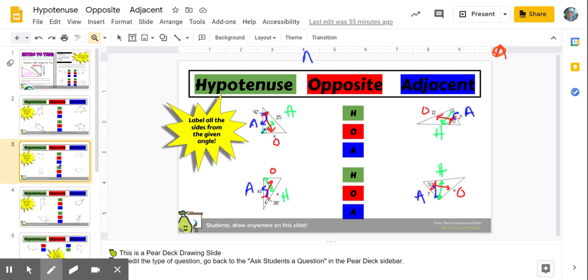I'm so impressed, y'all. Remember, we're labeling sides, not angles. So when you go to the opposite side, you're going from the angle to the opposite side.